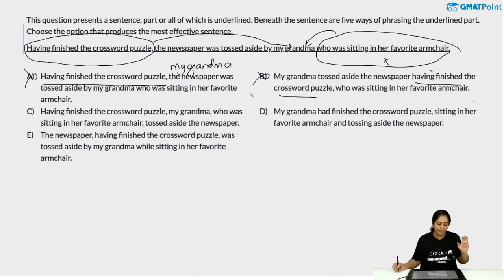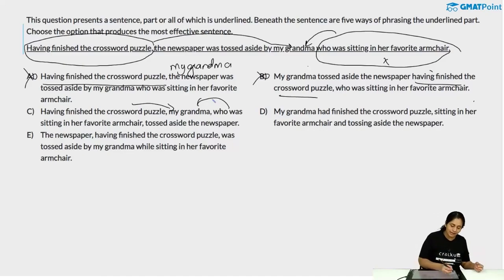Option C is, having finished the crossword puzzle, my grandma, who was sitting in her favorite armchair, tossed aside the newspaper. This is close to my grandma, this is next to my grandma. So both modifiers are next to the object they are modifying. Neither of them is misplaced. So this is the right answer.